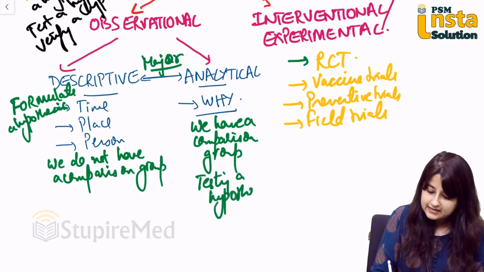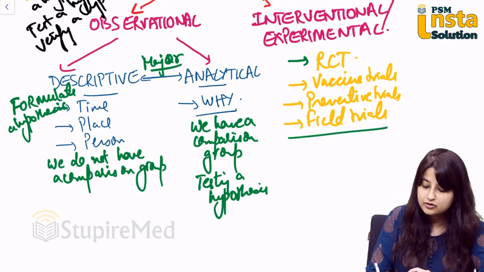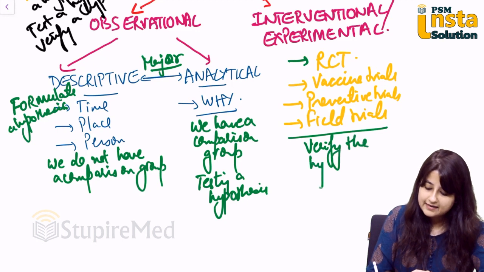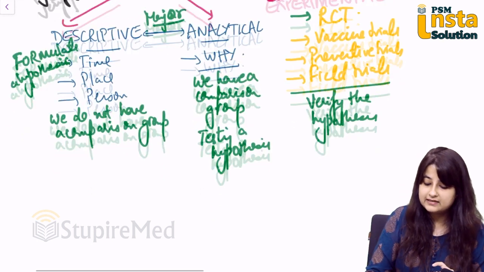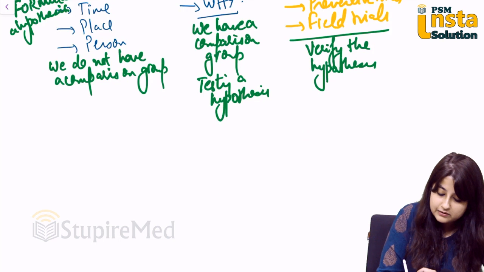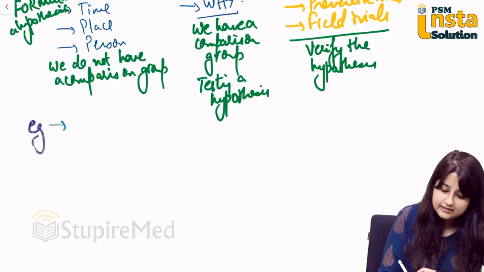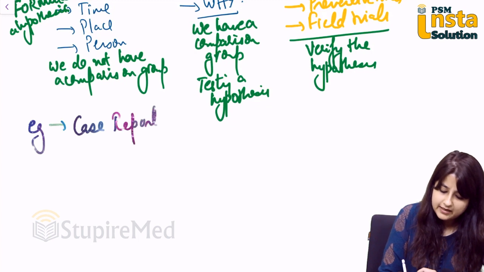And finally, once you have tested, you need to verify it. So you have interventional or experimental trials which will help us verify the hypothesis. This much is clear to you. Now let us look at the examples which I asked you as an MCQ. Examples of descriptive study design are very simple: case report, case series. What is a case report?